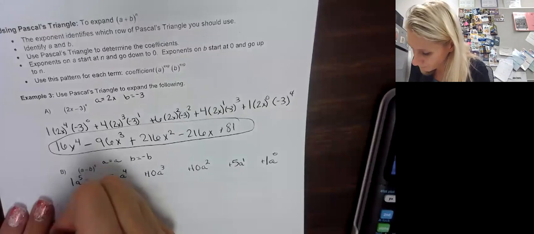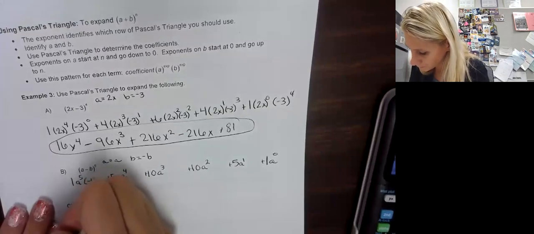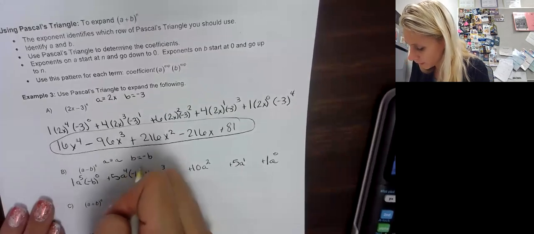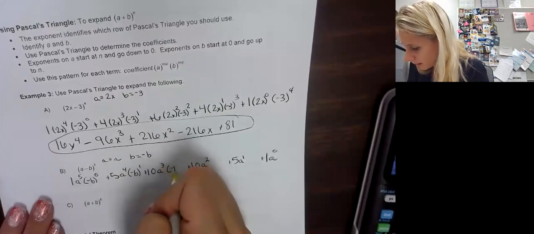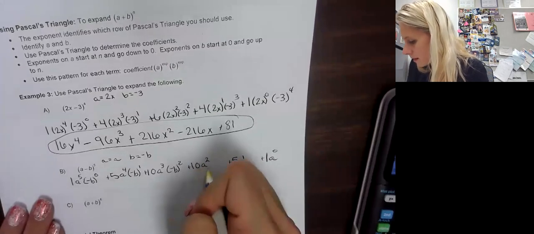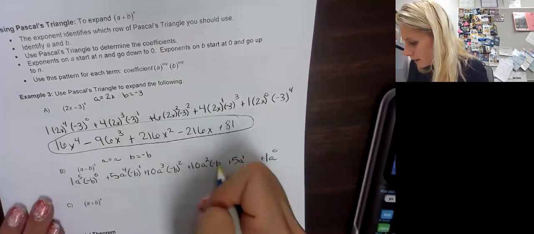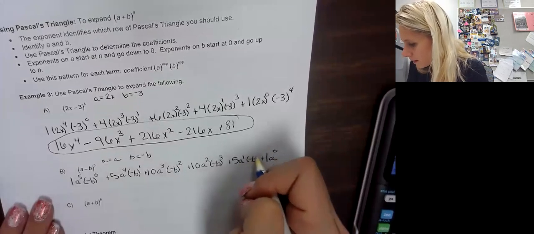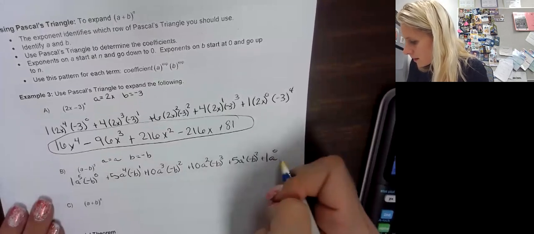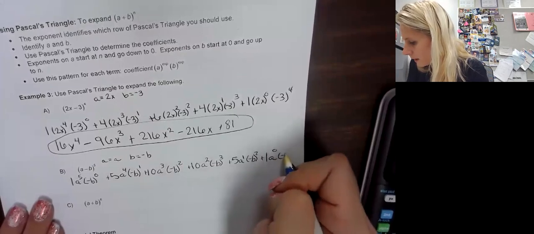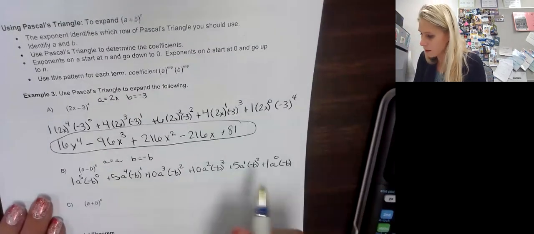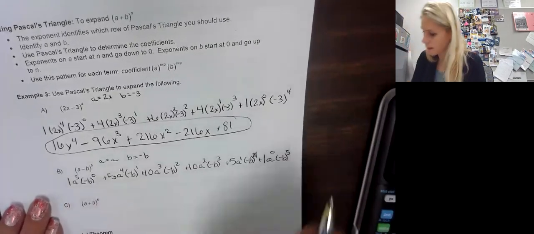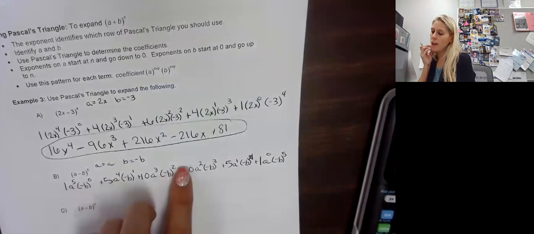Let's do our b. Negative b to the 0, negative b to the first, negative b to the second, negative b to the third, negative b squared, negative b. I went down again, right? This should be 4, and this should be 5. Okay, because they all add up to 5, right?